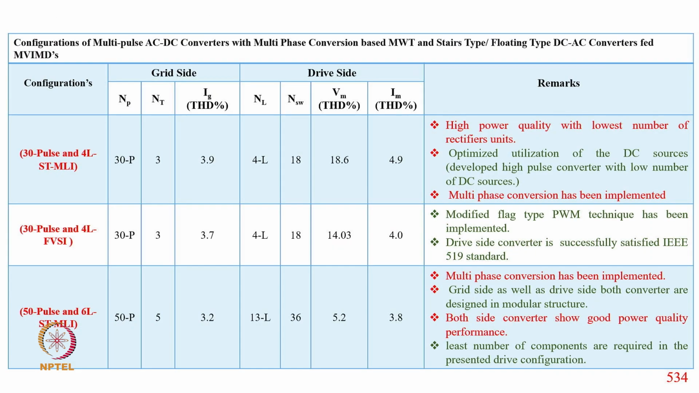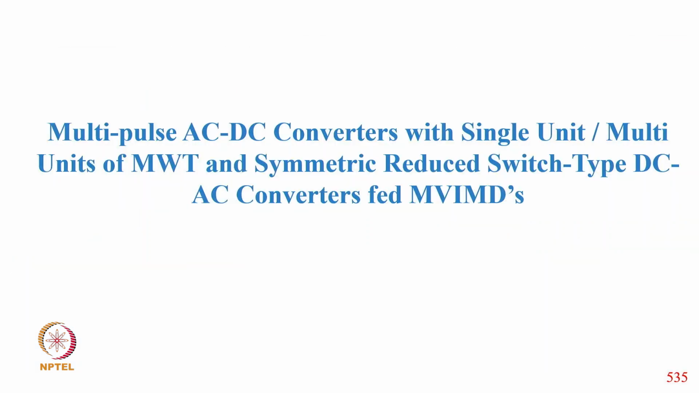So here is the summary. With the 30 pulse converter, supply current THD is 3.9%, with the 4 level stator current THD 4.9%, and 30 pulse and 4 level has a 3.7% THD of supply current, with the motor winding current 4% THD, and the 50 pulse converter has a supply current THD 3.2%, and the motor 5 level 6 level converter has a stator current THD of 3.8%.